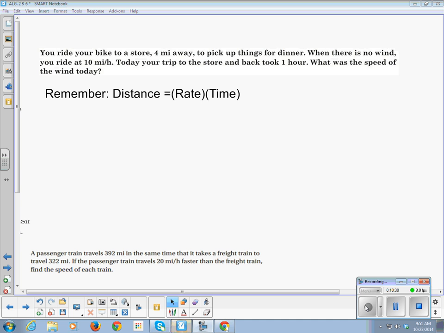So our distance to the store and away from the store is going to be 4 miles. And our rate times time is, we're going to factor it in. So let's take a look at what we know. We want to make sure that x is equal to what the wind is doing. So x is equal to the wind speed. Our speed is 10 miles an hour. It's constant. So our rate is 10 miles an hour.